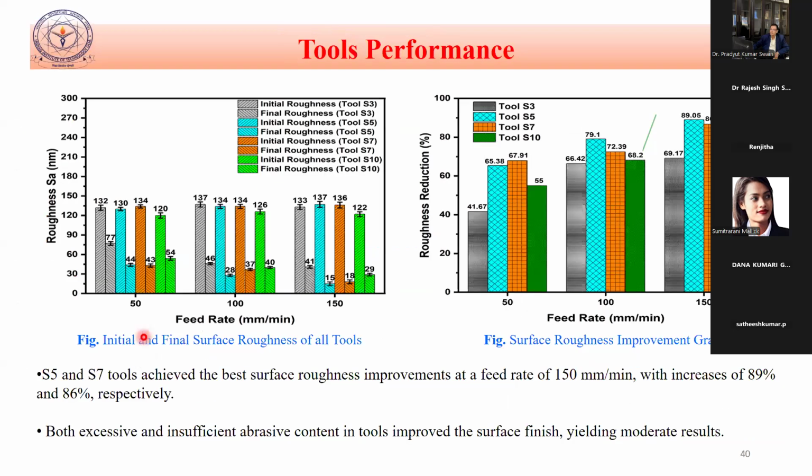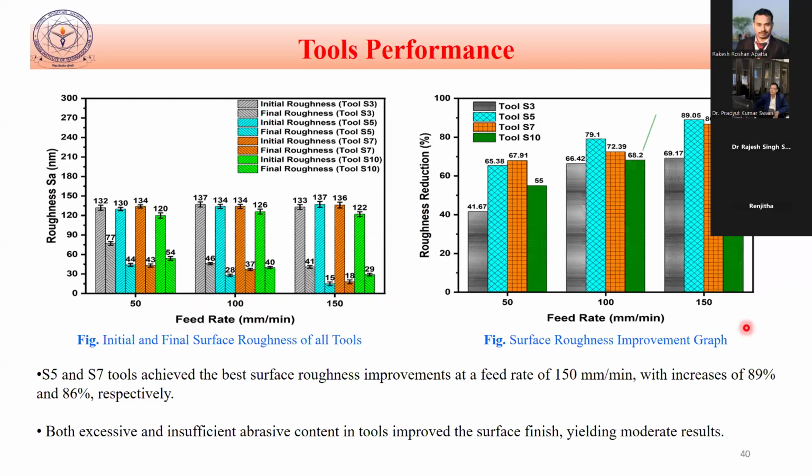And this is the overall result. Here you can see that with increasing feed, the roughness is decreasing, and the least roughness we obtain is for the S3 and S5 tool. In terms of percentage also, at the 150 mm per minute feed, the roughness is least and the reduction obviously is high.